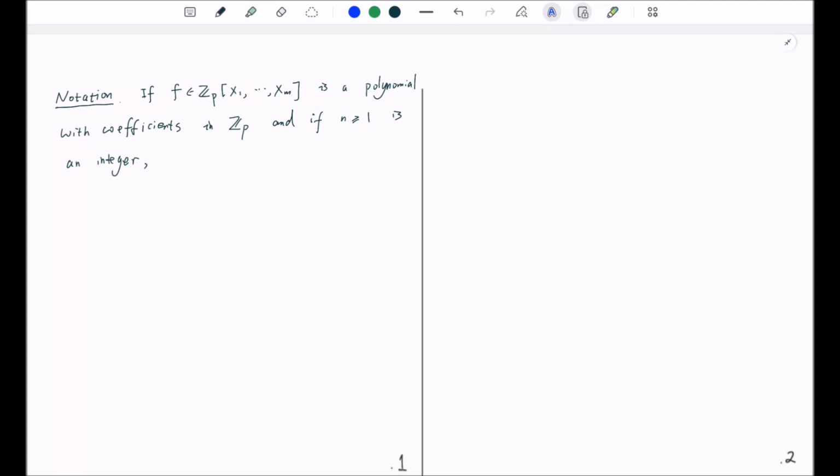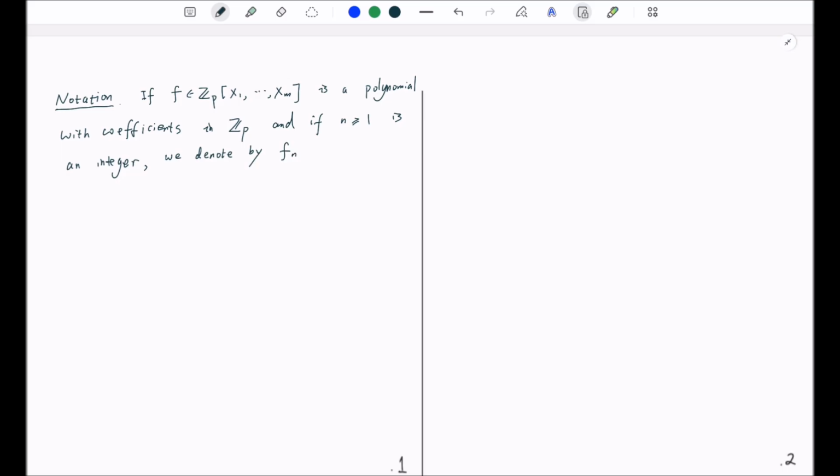Now we'll start talking about the solutions to polynomials over the ring of p-adic integers. If f is a polynomial in m variables over the ring of p-adic integers, and if n is a positive integer, we denote by f sub n the polynomial with coefficients in A sub n, deduced from f by reduction.